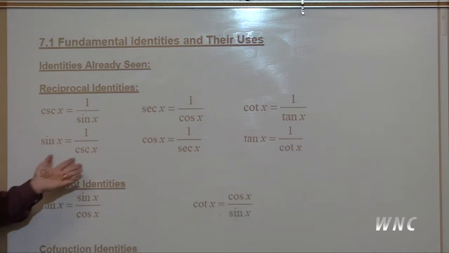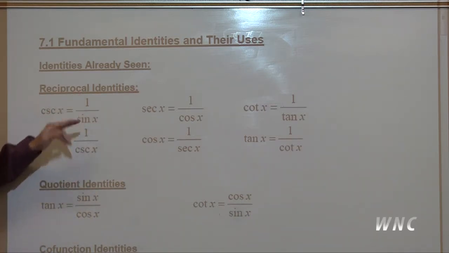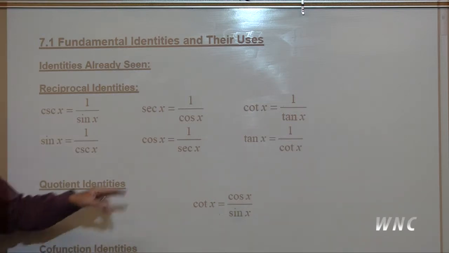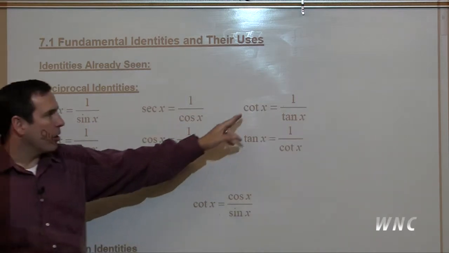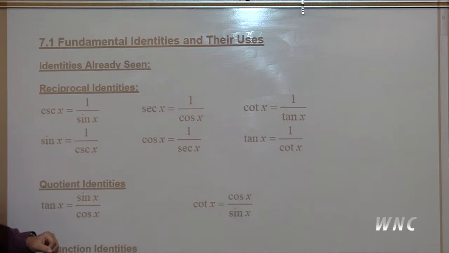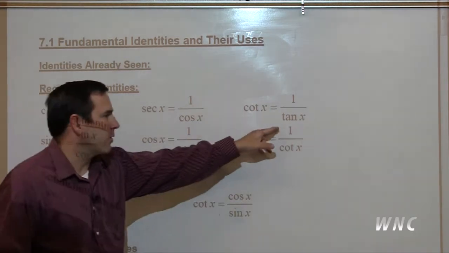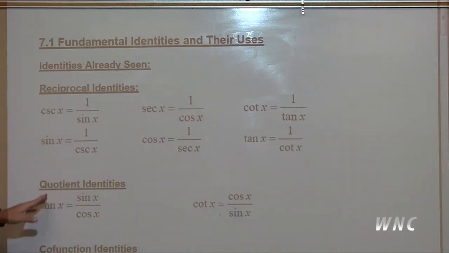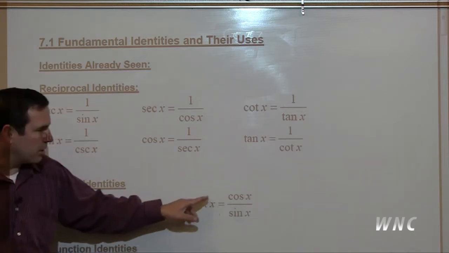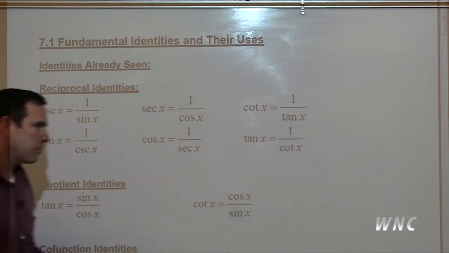A lot of these are repeats. We've seen them, just kind of restating them for us here. So cosecant is 1 over sine. It's reciprocal. Secant is 1 over cosine. Cotangent is 1 over tangent. Sine is 1 over cosecant. Cosine is 1 over secant. And tangent is 1 over cotangent. Quotient identities. Quotient meaning fraction. Tangent is sine over cosine. Cotangent is cosine over sine.